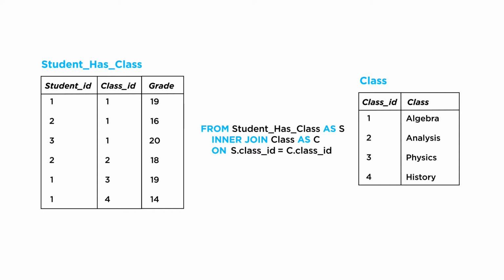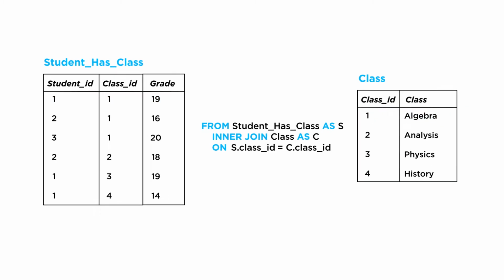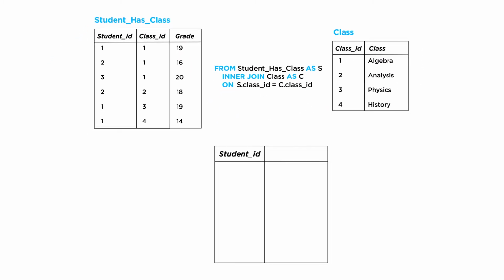Let's see the results of the query. We take first the student has class table, and let's see what the join is doing. First row, we have student ID 1, class ID 1. We now look for class ID 1 in the class table. Class ID 1 corresponds to algebra. So the select clause asks for student ID and class to appear in the output. So we put in the output student ID 1 and algebra.